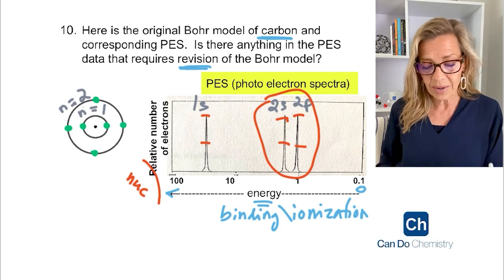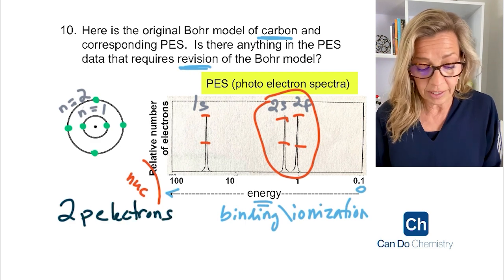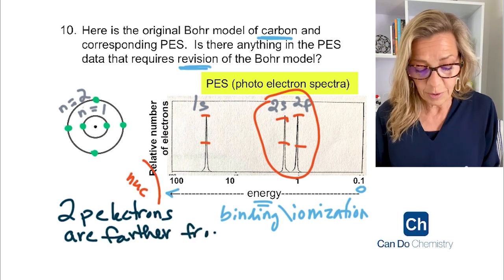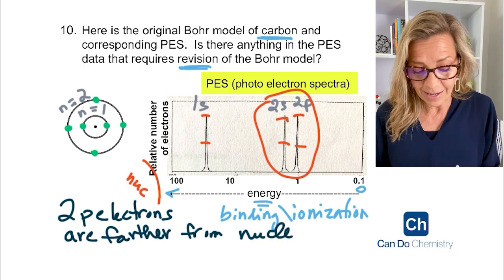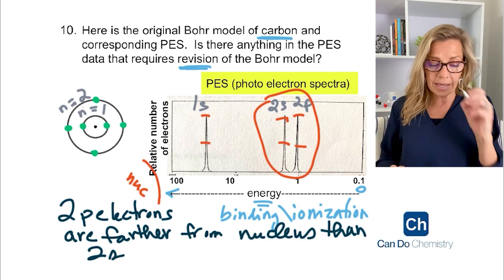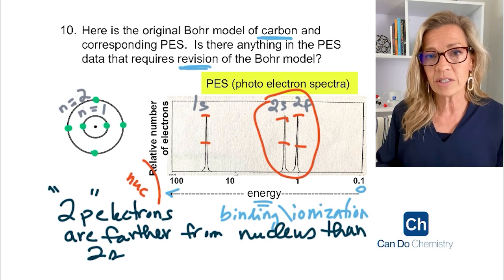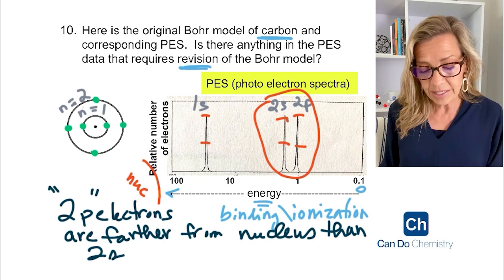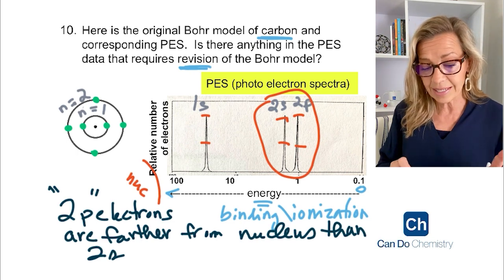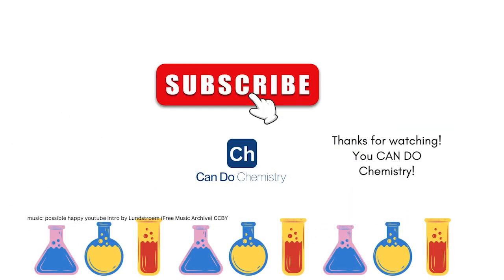And so what we know is that the 2p electrons are actually farther from the nucleus than the 2s electrons. And so what it looks like in the Bohr model is that all 4 electrons in level 2 are the same distance from the nucleus. But what we know is that those 2p orbitals are slightly farther from the nucleus than the 2s. And that's the data that we get from the PES. So that is how I would answer that question.